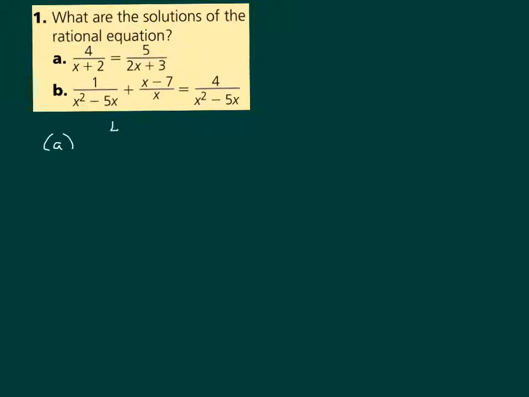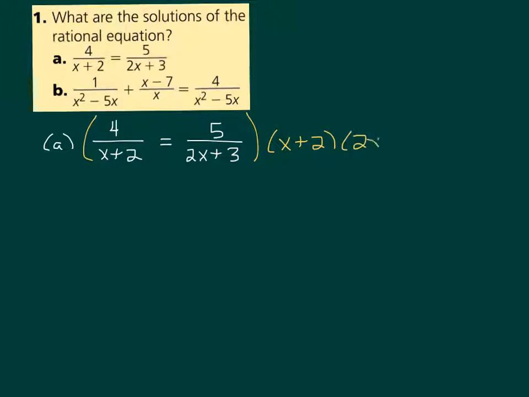So here, part A. We have 4 over x plus 2 equals 5 over 2x plus 3. We want to find out what the LCM of the denominators is. The first step in doing that is factoring each denominator. In this case, neither of them factor. X plus 2, 2x plus 3, neither of them factor. So we want to multiply this entire equation by the LCM of the denominators, which is x plus 2 times 2x plus 3.